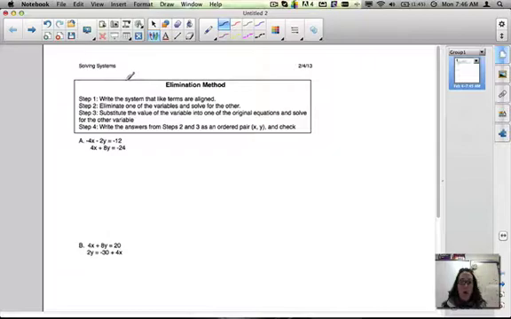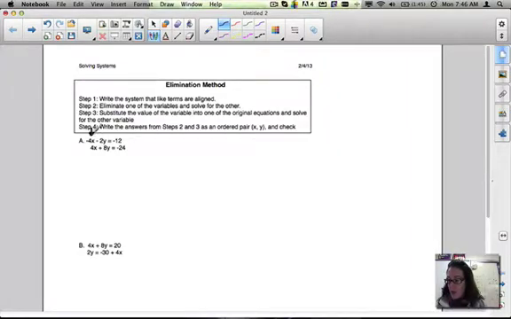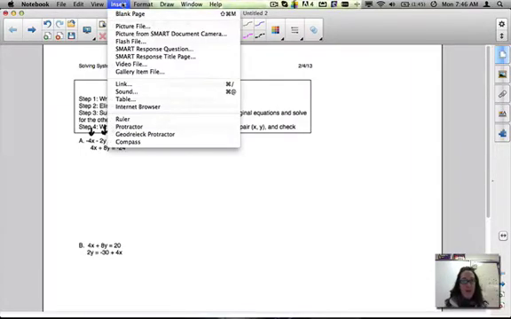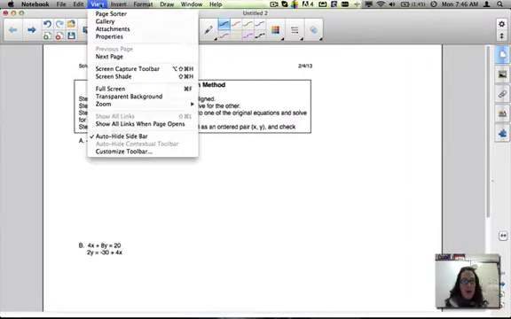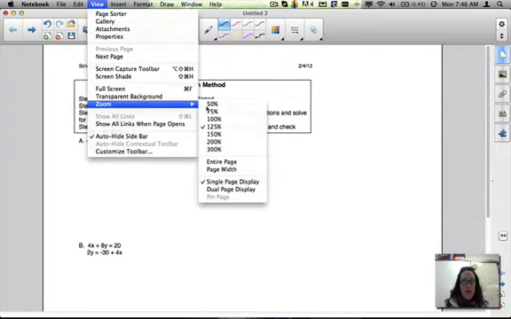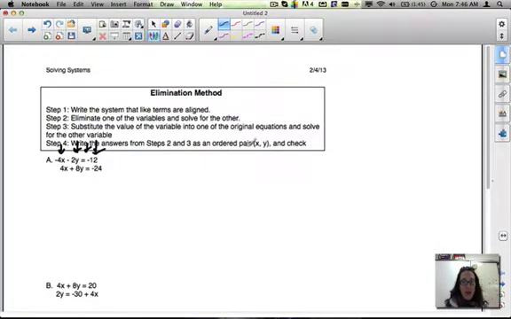Step number 1, write the system so that like terms are aligned. So what that means is we're looking to see that all of our x's, all of our y's, our equal signs, and our c values are all lined up. So letter A, step 1, is done for us.